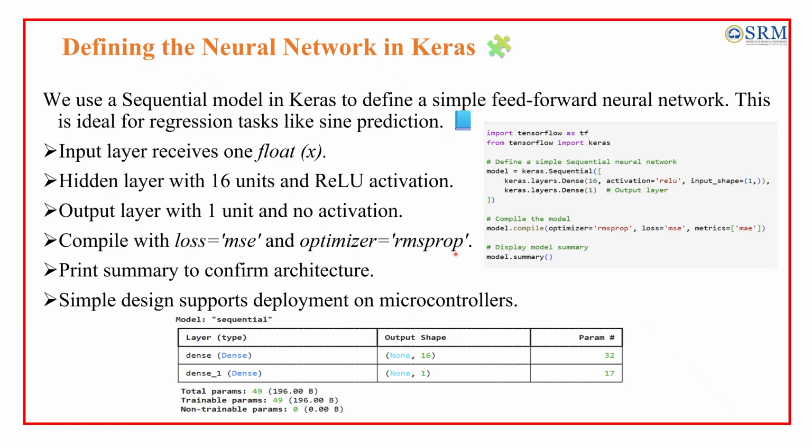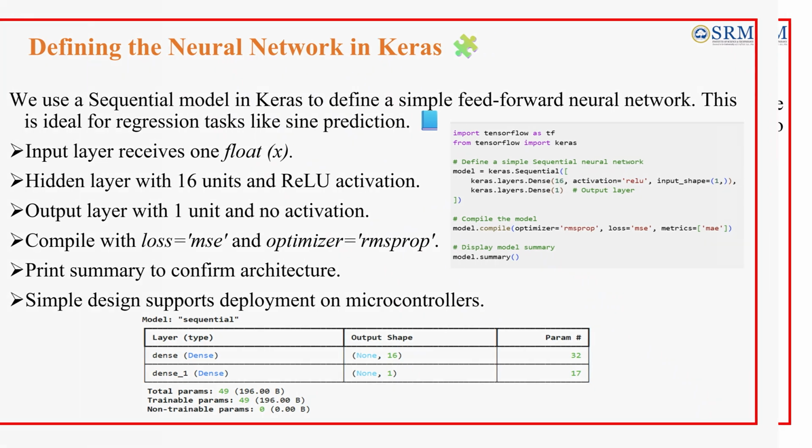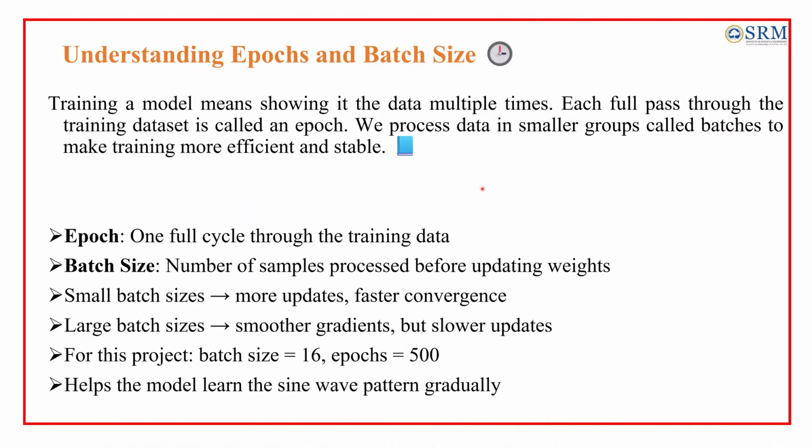neatly into this. So once the architecture is ready, the next step is to train with multiple epochs and batches. Training doesn't happen in a single pass. An epoch is one full pass through the dataset. So we'll use multiple epochs.